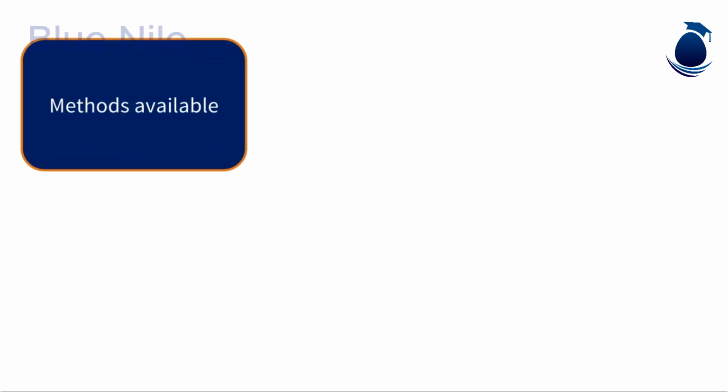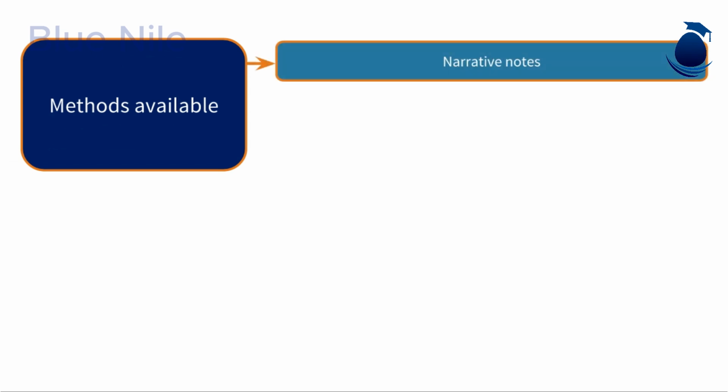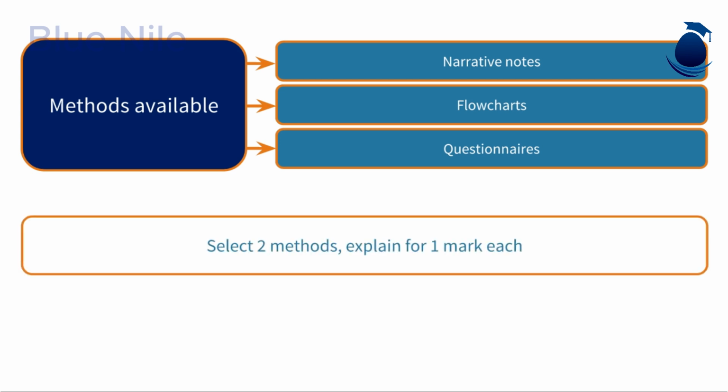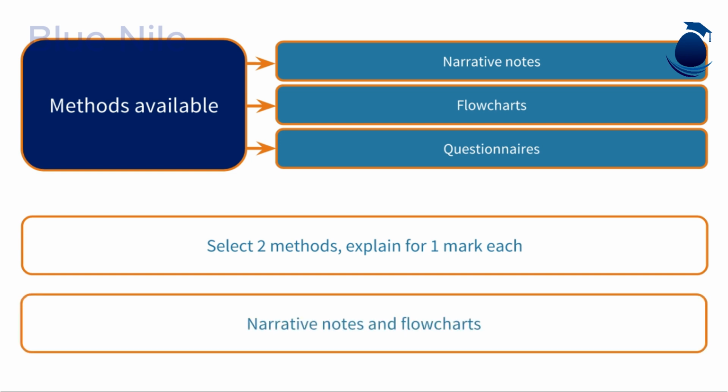Methods available to document the system are as follows: narrative notes, flowcharts, and questionnaires. We need to select 2 methods, explain for 1 mark each, and then explain 1 advantage and 1 disadvantage for each. I have selected narrative notes and flowcharts for our answer.